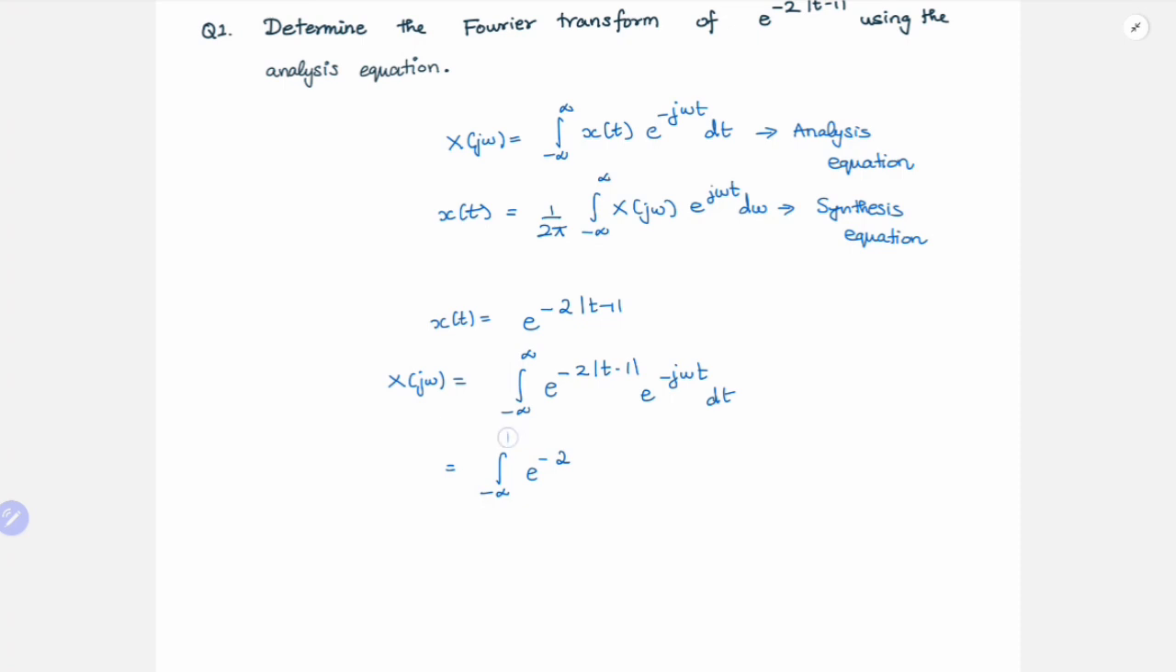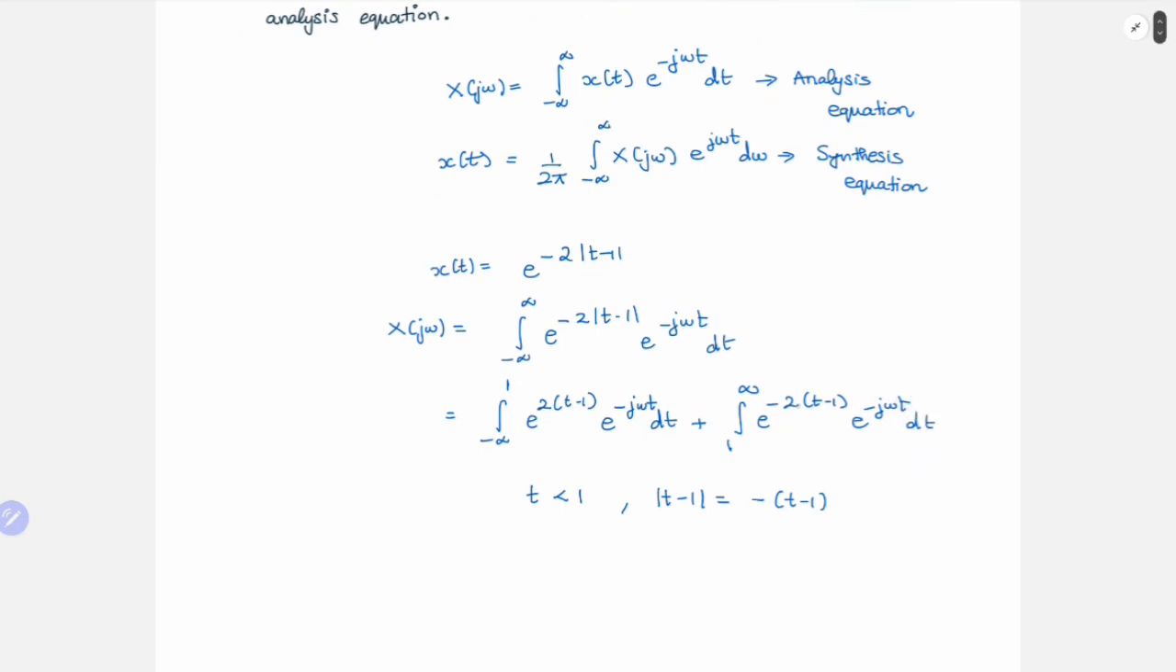So we have to do it from minus infinity to 1, because for t less than 1, mod t minus 1 is equal to minus of t minus 1, correct? So this will become 2 into t minus 1. And we have e power minus j omega t dt plus integral from 1 to infinity e power minus 2 into t minus 1 e power minus j omega t dt. So why here it is minus? For t greater than 1, we can say greater than or equal to, doesn't matter, mod t minus 1 is nothing but t minus 1 itself.